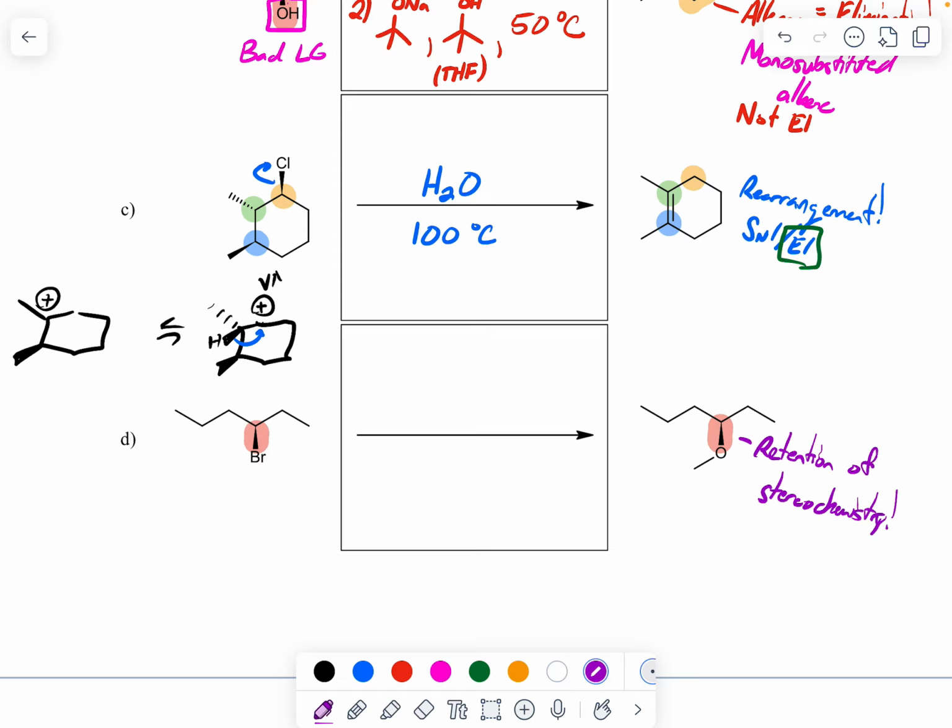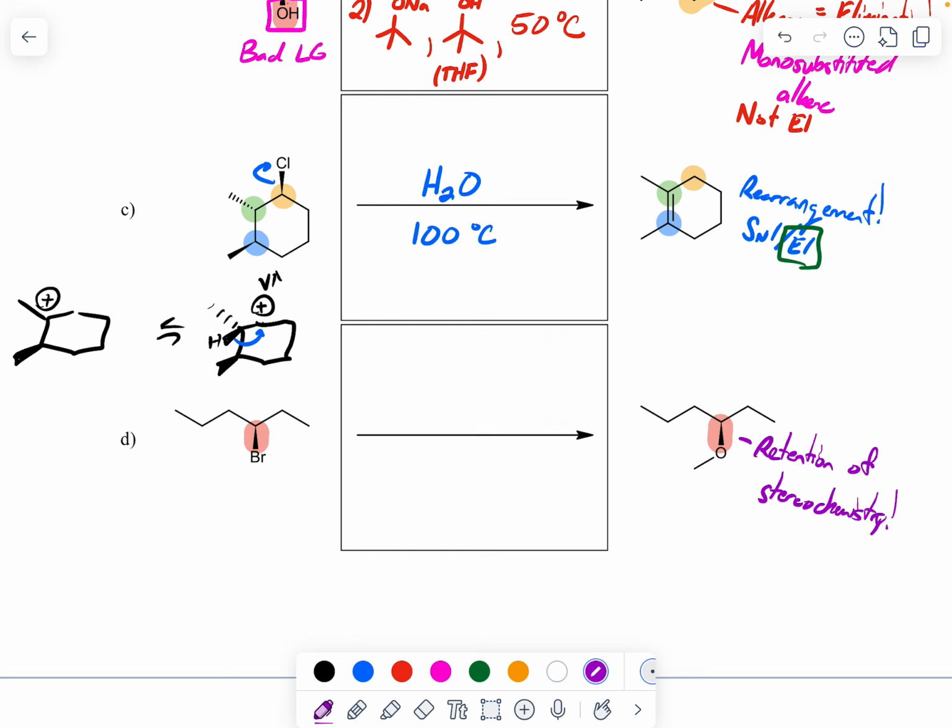And of course, in our hands, we do not have any reactions that actually retain stereochemistry. So something like an SN1 would give us a racemic mixture. That doesn't retain stereochemistry, and SN2 only inverts stereochemistry. So if we wanted to retain stereochemistry, we'd actually have to do two inversions.